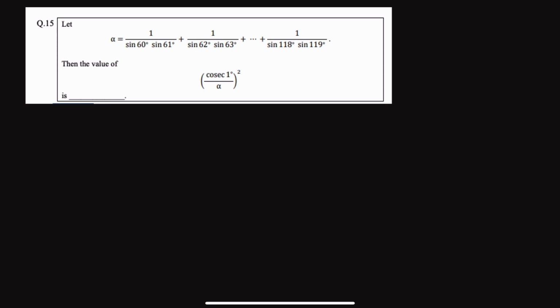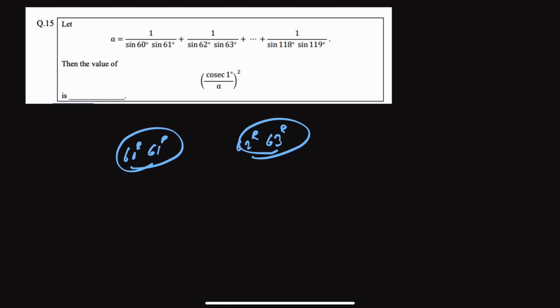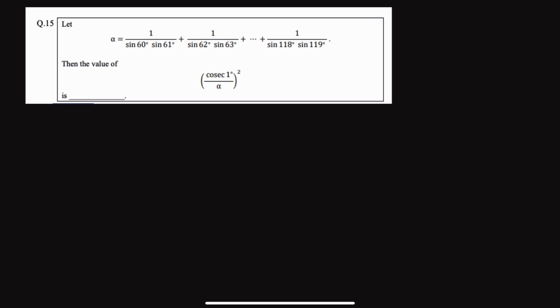So if we see, this is giving us a notion that it is a telescopic series, but it's not entirely a telescopic series, because the difference is 1, but the terms are not matching up. We are not getting the 61 immediately. We're having 60 61 in the first term, and in the second term we're having 62 63 instead of 61 62. So this problem is sequences and series based, but it's not a direct telescopic series.